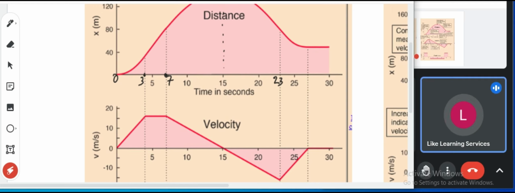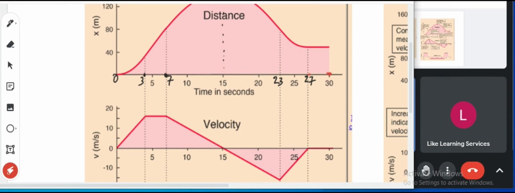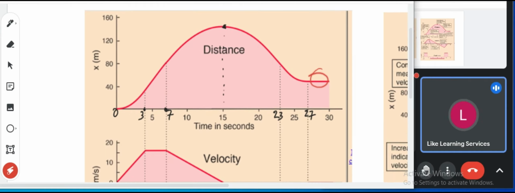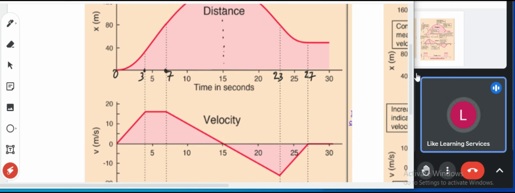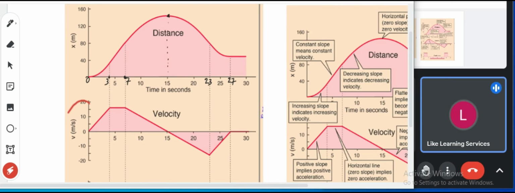Anyways, so that we don't waste time, what's happening between 27 to 30? 27 to 30 is rest, that's the distance against time graph. Alright, you see the way this is converted to a velocity against time graph. The first part is constant acceleration. This is now a velocity against time graph. So this is constant acceleration, forward motion.